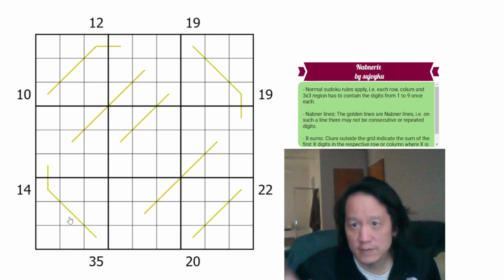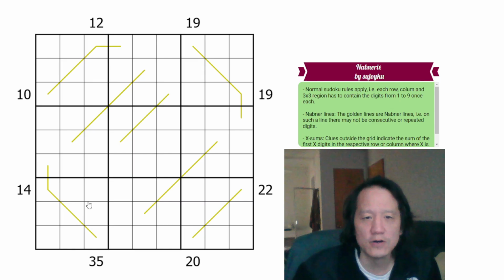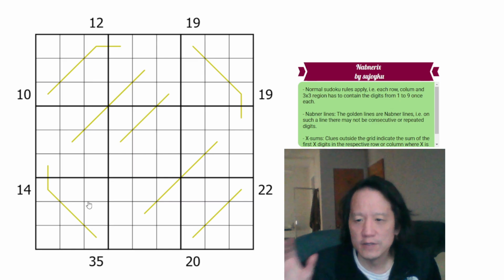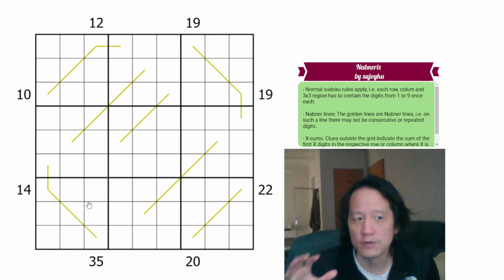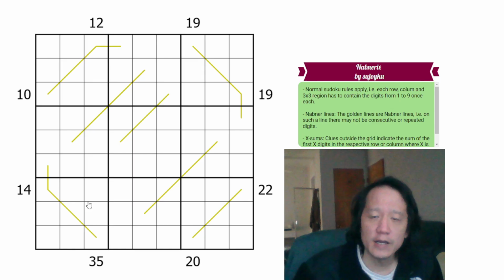Just a note, the Learn How to Sudoku series is going to be essentially a series where I'm going to try to explain things slowly and more in depth. So as a heads up, that's what this Learn How to Sudoku series is going to be about. Anyways, on to today's puzzle and its rules.